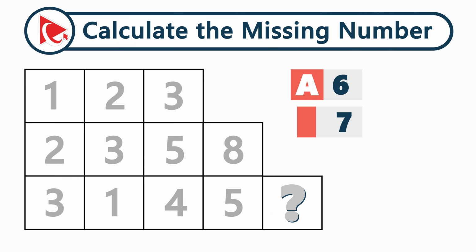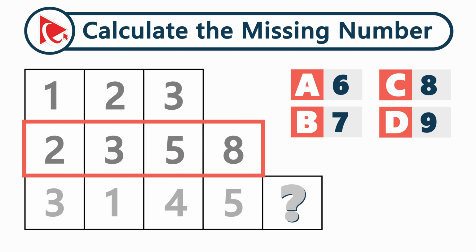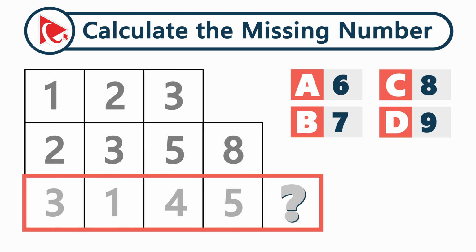In this question, you're presented with a very interesting shape, which reminds me of a half pyramid. The first row of this shape has numbers 1, 2, and 3. See the pattern here? Second row has numbers 2, 3, 5, and 8. And third row also has 4 numbers, 3, 1, 4, and 5. And the fifth number is missing.